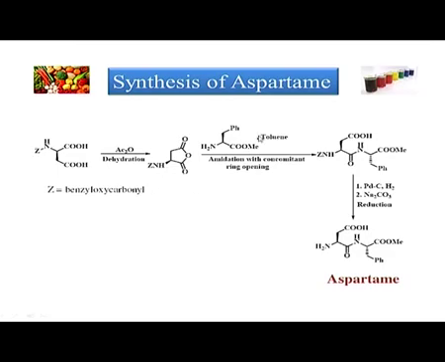Now, this anhydride requires just a nucleophile to act upon either of these two carbons. So, you take the methyl ester of phenylalanine and react it with this, and this phenylalanine molecule will act on this carbon to give you this type of protected dipeptide. Eventually, this protection is removed using reductive conditions, and one gets the aspartame molecule.